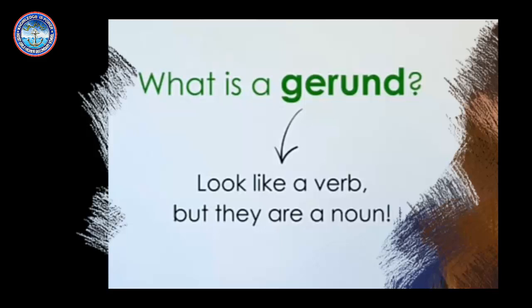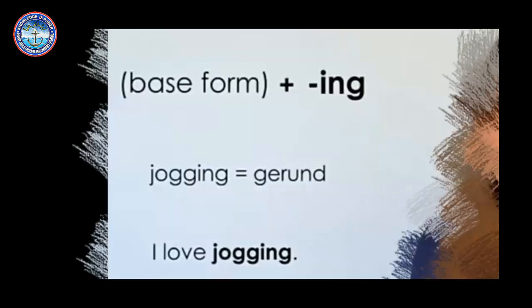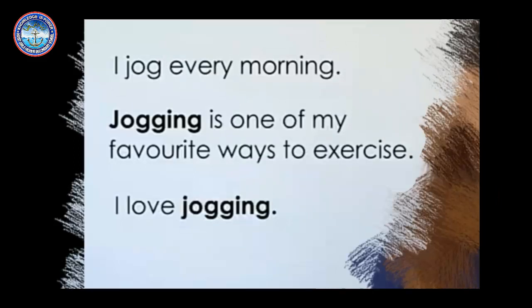What is a gerund? Gerunds look like verbs, but they are actually nouns. Perhaps you still don't know what that means. We all know that a verb is an action, right? We do a verb. For example, I jog every morning. But sometimes I just want to talk about an action, not do it. Jogging is one of my favorite ways to exercise. I love jogging. I'm talking about jogging as an action. I'm not jogging right now. I'm just talking about an action, something that I love to do. So in other words, I'm referring to the action of jogging as a noun or a thing.